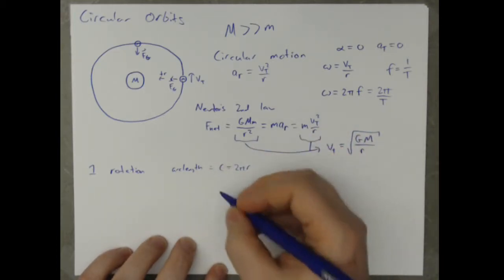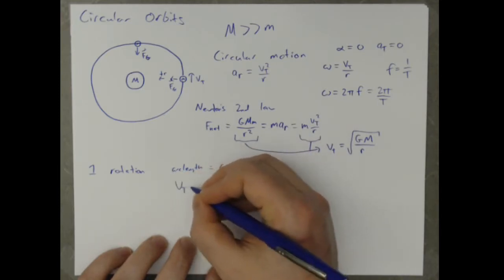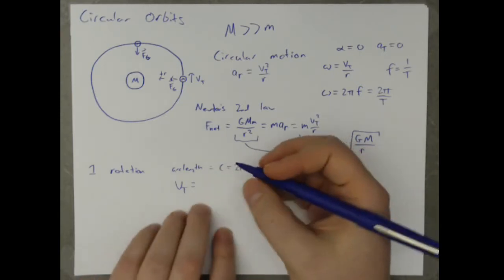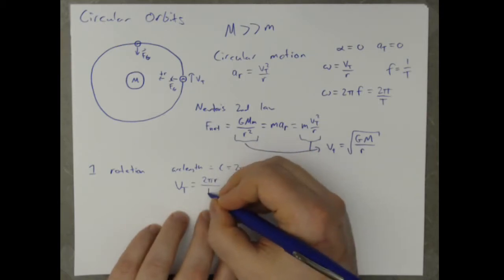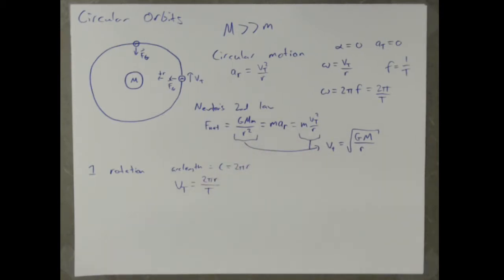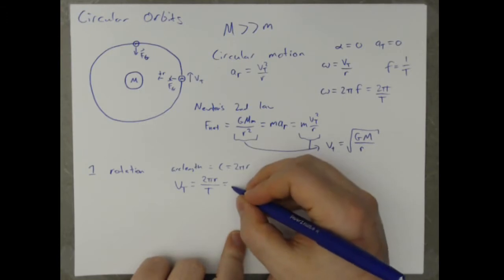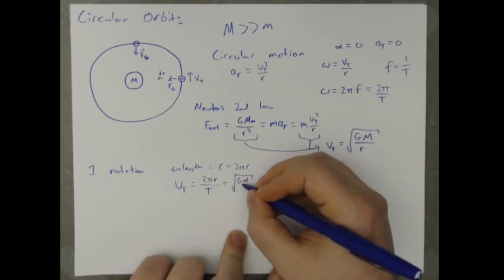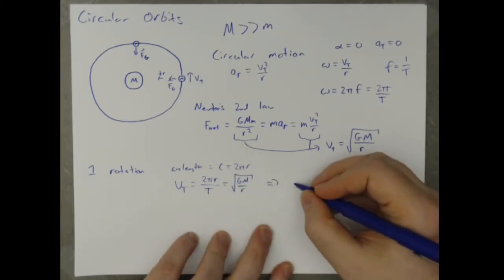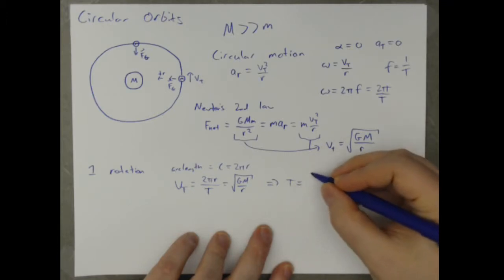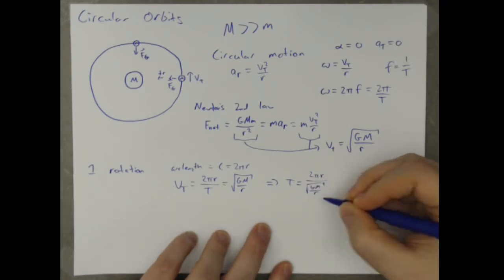So if we're just thinking about trying to go that distance of 2 pi r in 1 year, that's where that tangential velocity is going to be equal to that 2 pi r divided by the period. And we can use this over here to say, well, that's also equal to the square root of GM over r. So just taking the two parts over there, I'm going to say the period is equal to 2 pi r divided by the square root of GM over r.